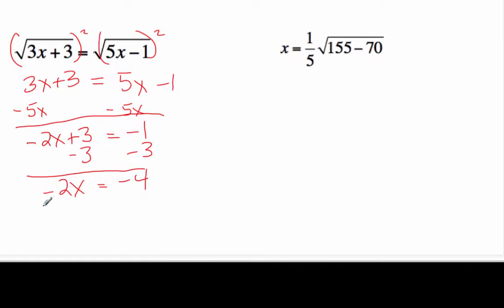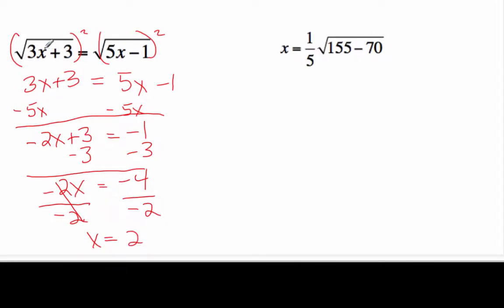I don't care what negative 2x is, I want to know what x is, so I've got to get rid of that negative 2. The way I do that is by dividing. So now those are gone. x is equal to, well, negative divided by negative gives me positive, and 4 divided by 2 is 2. So we're done with that one.